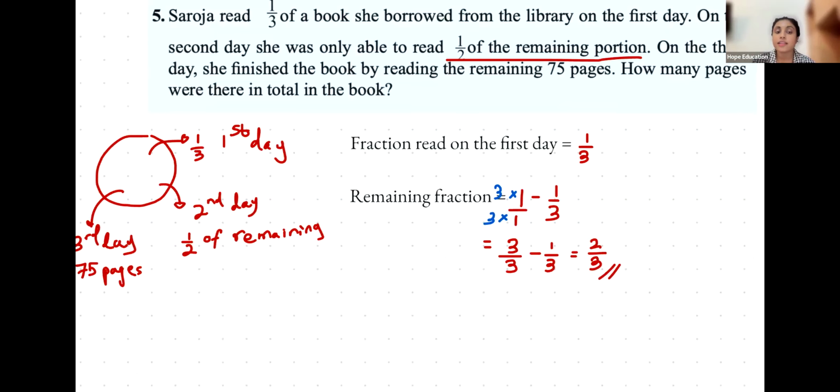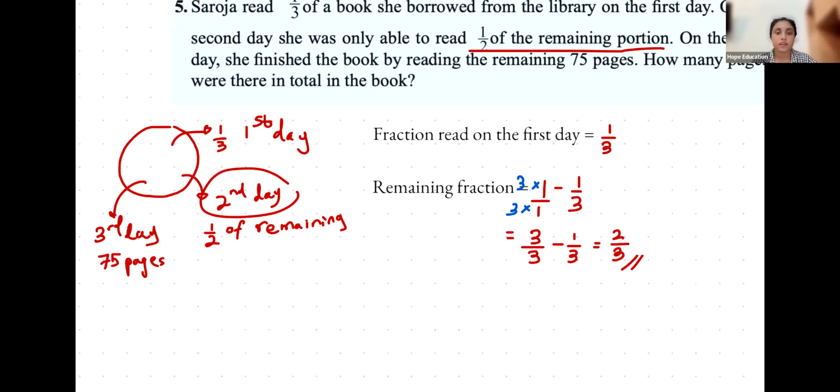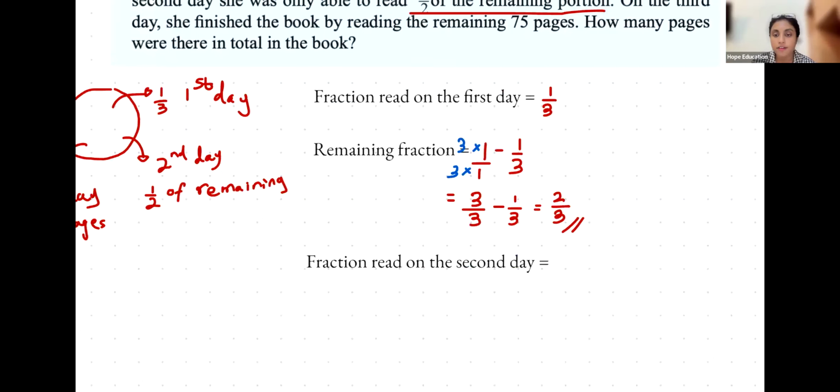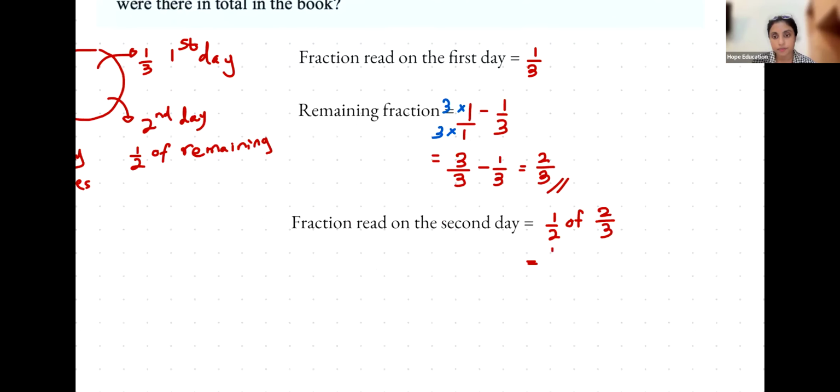And on the second day she read half of the remaining. So let's see. Fraction read on the second day. So on the second day she's reading half of the remaining fraction. Now what is the remaining fraction? That is 2/3. So half of 2/3. You know, "of" becomes multiplication. So the 2 and 2 cancel. So the fraction read on the second day is 1/3. Up to that point, is it clear, Lamai? Thumbs up.